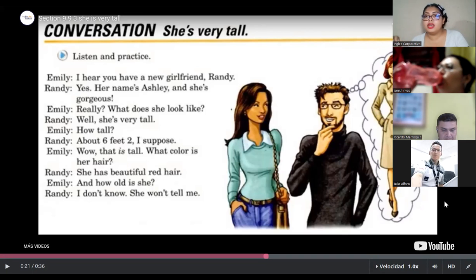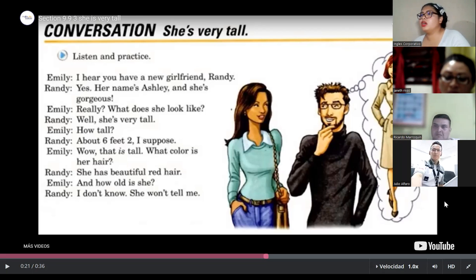Or what does he look like? ¿Cómo luce esa persona? Y en nuestro caso, en una conversación real, creo que agregaríamos mucho más elementos. No simplemente, es alto y ya está, o es alta y ya está. Porque no estoy brindando información. In real life, we can say, my boyfriend is medium height. He has shoulder length hair. And also he has brown eyes.